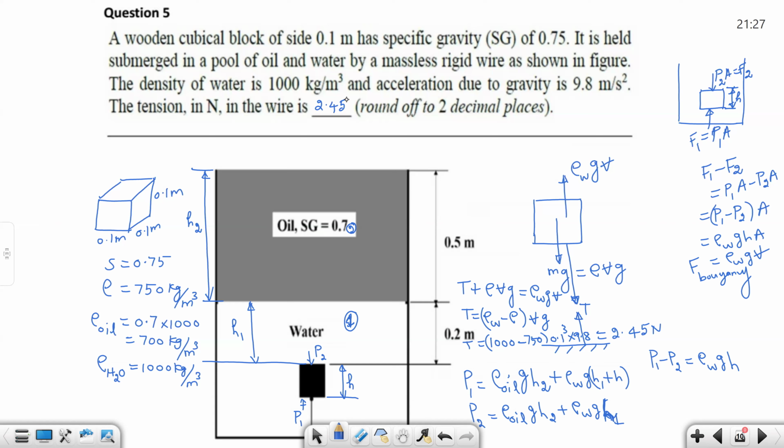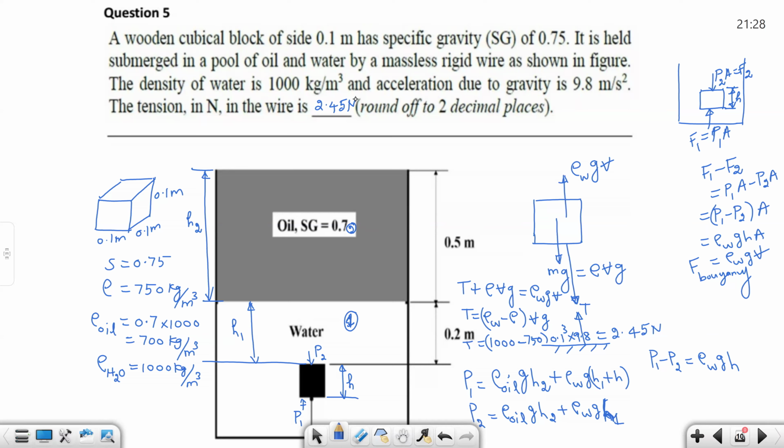So you must understand that the oil density has no role in the buoyancy force. Whenever you have two layers of liquid, if the mass is completely inside one liquid, the top layer of oil has no influence on the buoyancy force. The buoyancy force is completely due to the water density and the volume displaced by the water, not by the oil. Sometimes if it is in between, then it is a different issue.